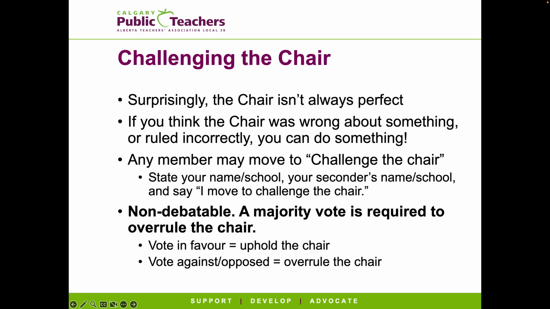And surprisingly, the chair isn't always perfect. So if you think the chair was wrong about something, anything, you can challenge the chair. This is non-debatable, and what you're asking for is the House to vote on whether the chair has actually acted properly or ruled properly in something. If the House votes in favor, they're upholding the chair. If they vote opposed, that means the chair was wrong and they're overruling the chair.